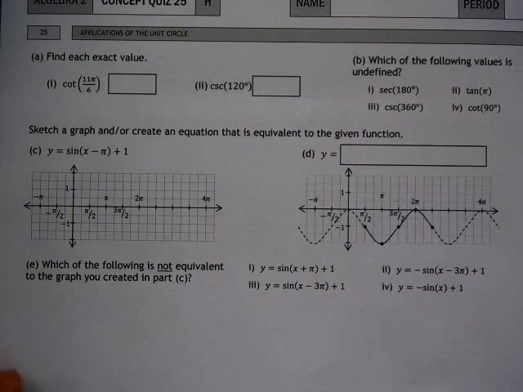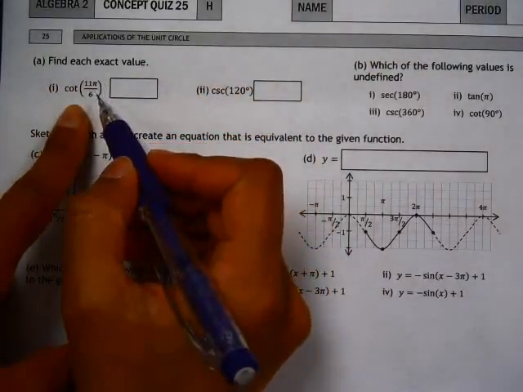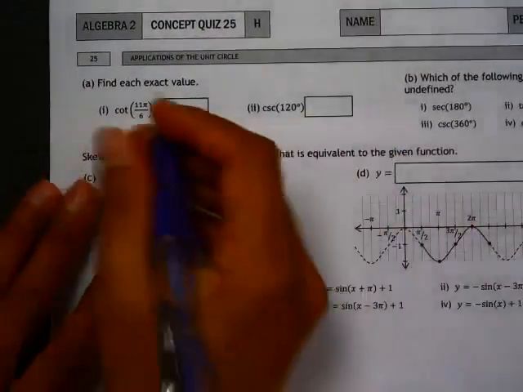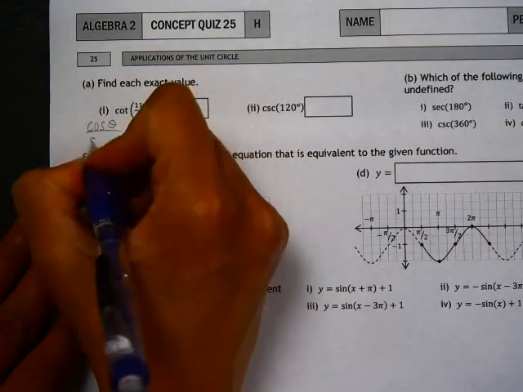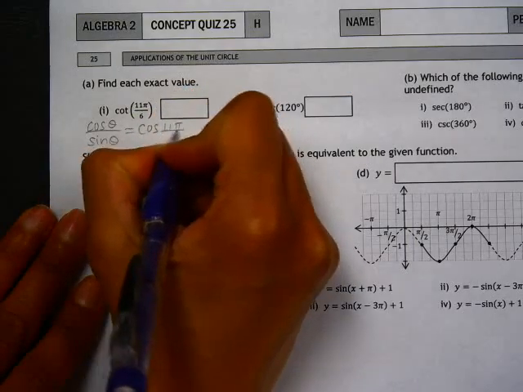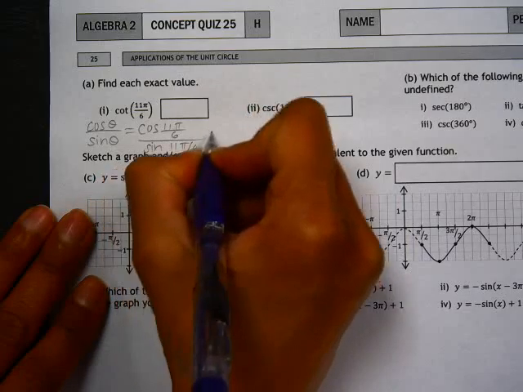This is the practice for concept quiz 25. First, here we're doing exact values of some trig functions. Cotangent is cosine divided by sine. So we need to find cosine of 11 pi over 6 divided by sine of 11 pi over 6.